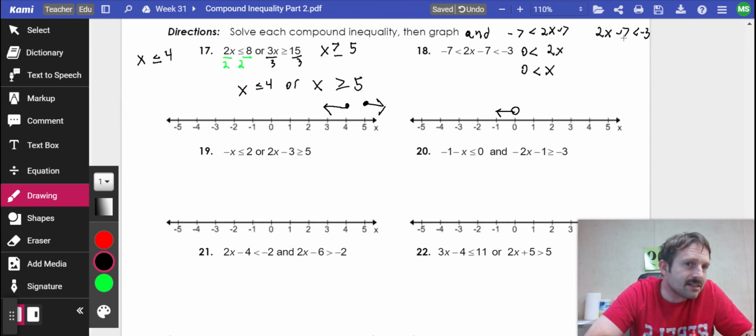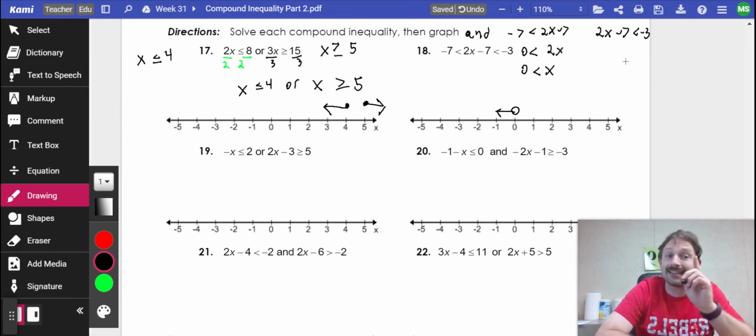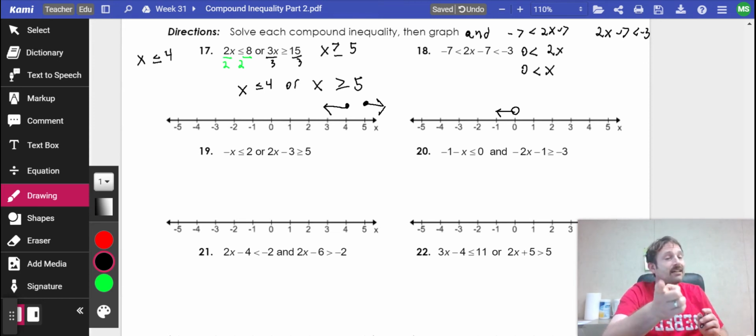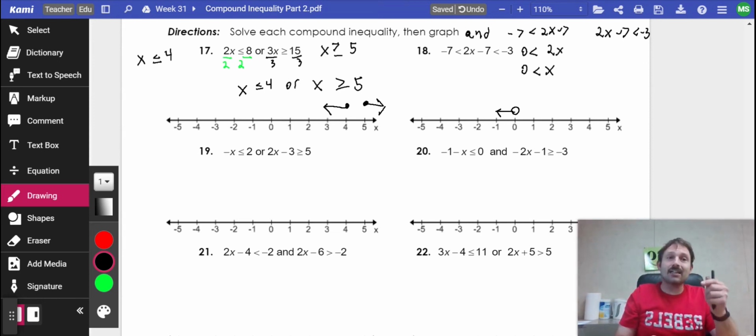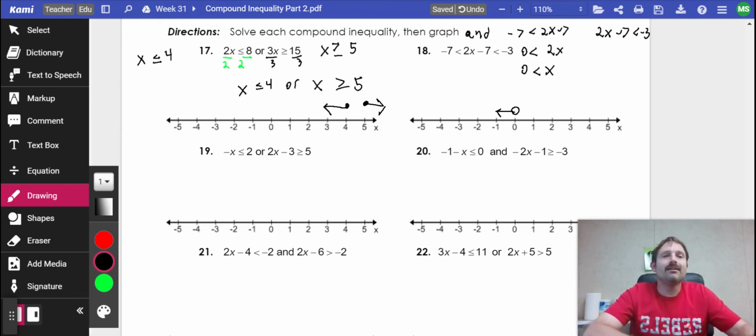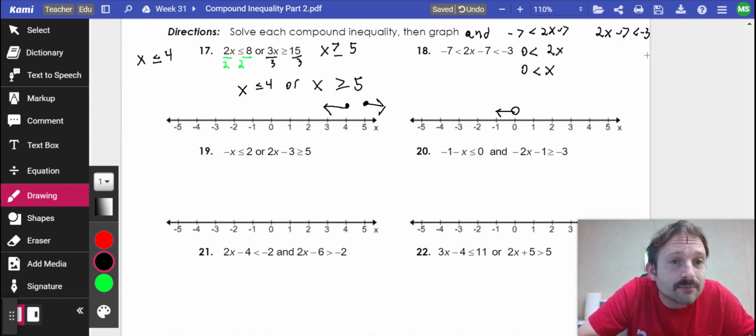Now, 2x minus 7, I'm going to add 7 on both sides. And negative 3 plus 7, you might think it's 10. You might think it's negative 10, but it's not. Negative 3 plus 7 is what, class? All right, it's going to be 4. So 4 is greater than 2x.